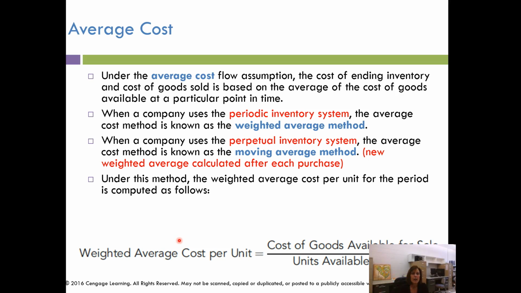And so the calculation for the weighted average is: the weighted average cost per unit is the cost of goods available for sale divided by the units. So we look at the total money we paid for the inventory that we could have sold, and then how many units that is, and that gives us our cost per unit.